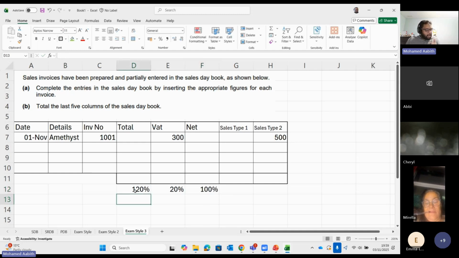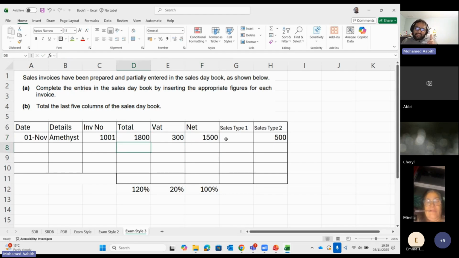So here, I need to find out how I'm going to find the rest of the boxes. If I know the 20%, would I be able to find out what my 100% is? Yes, multiply that by 5. If I multiply that by 5, this is 1,500. So here, the total is going to be 1,800.